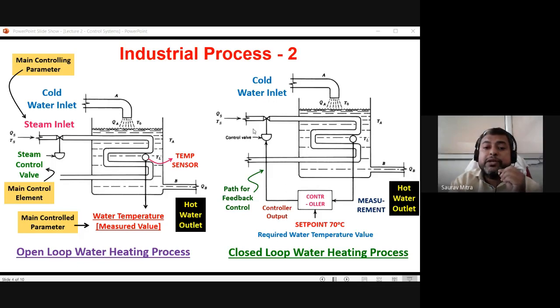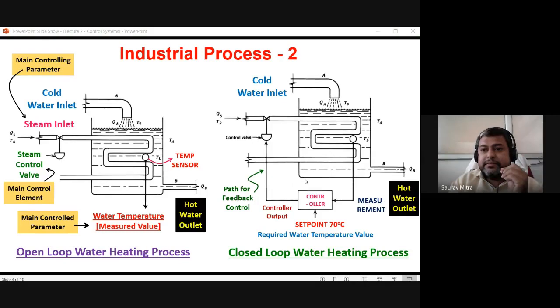The controller will give a signal to the steam control valve that you keep yourself open, because the water temperature inside the bath has still not reached the set point temperature of 70 degrees. I'll repeat the process again. This is the temperature TL, the continuous measurement of water temperature. Let's say this is 60 degrees and we want 70. That means the water is not that highly heated, it is still 10 degrees less.